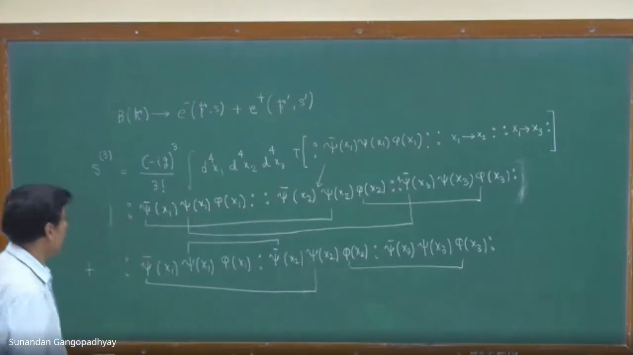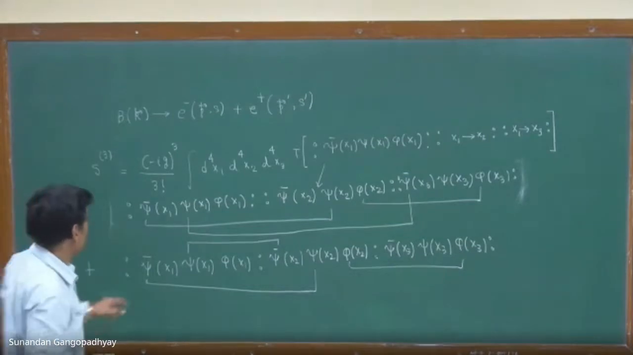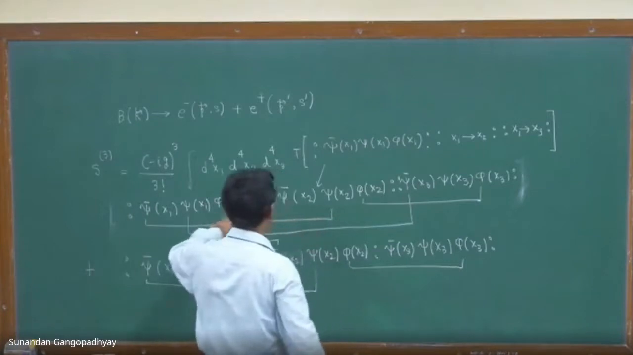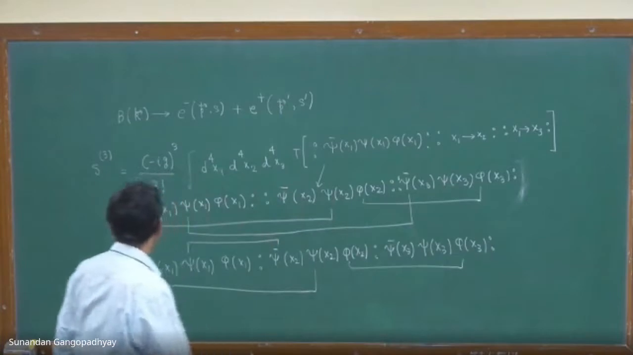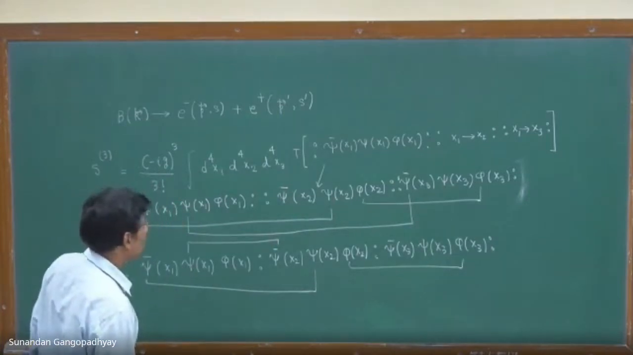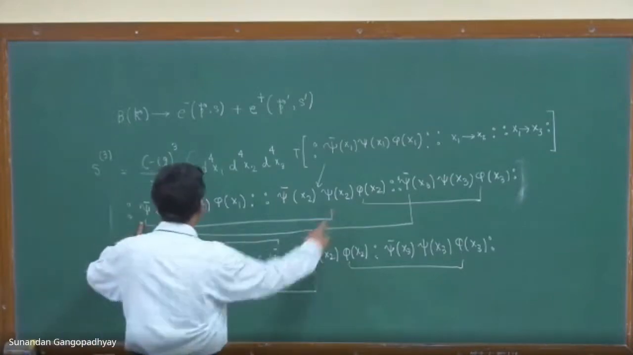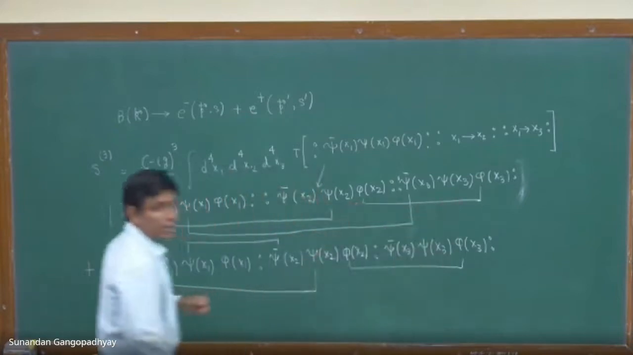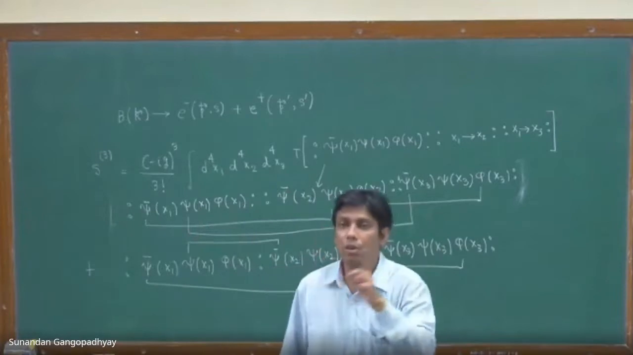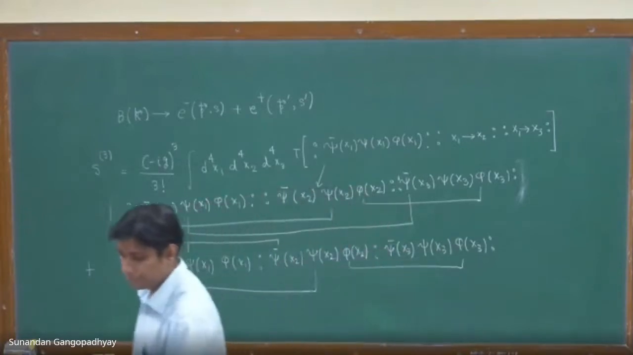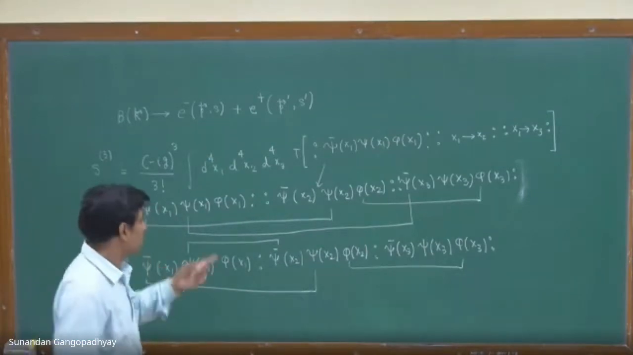Sir, for the first term, why are we not contracting psi bar x2 with psi x3? Yes, this is a good question. Why have we not contracted that? See, the way we have contracted, two operators are gone, two operators are gone, six operators are gone. But there must be three operators left, otherwise it will not contribute to the matrix element of the decay process. Okay? Three operators must be left.